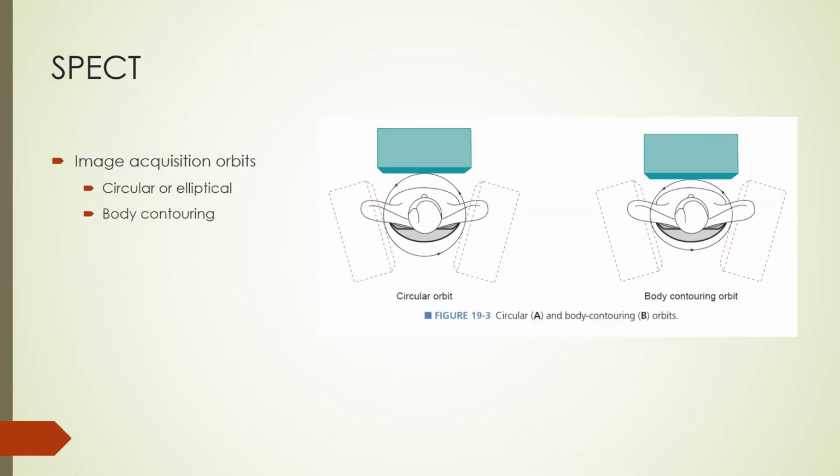During projection imaging, the camera head may move in a circular or elliptical orbit. In some SPECT systems, circular orbits are used for brain imaging, but this causes a loss of spatial resolution in body imaging because the body is non-circular and the camera heads are farther away from the body surface at points in the image acquisition process. To avoid this issue, newer SPECT systems provide an option for non-circular orbits like elliptical and body contouring orbits to keep the camera heads as close to the body surface as possible during imaging. The images show circular and body contouring orbits.